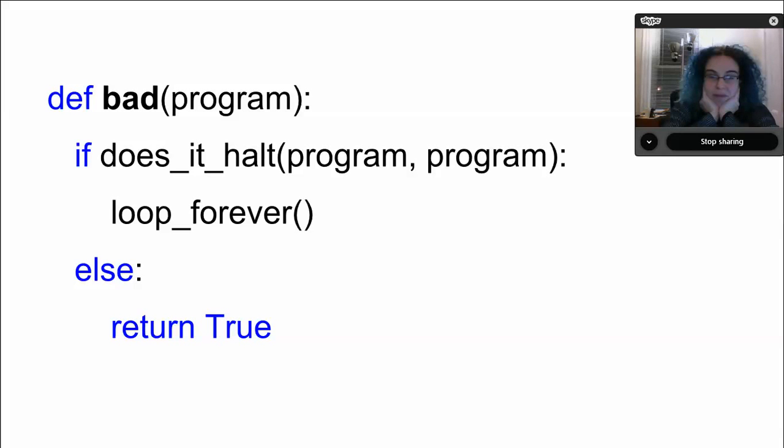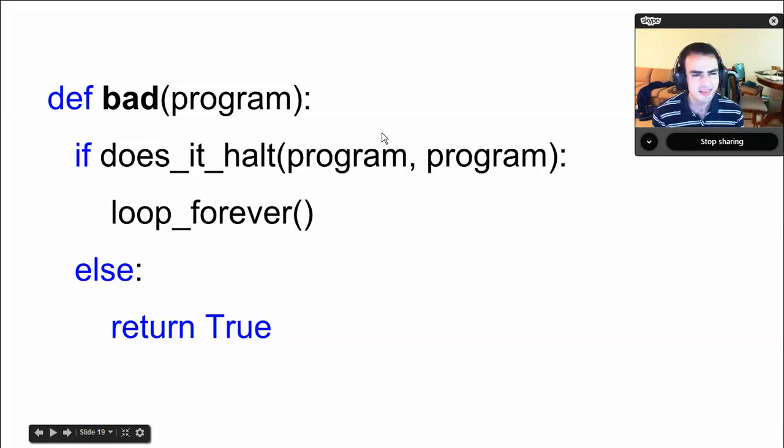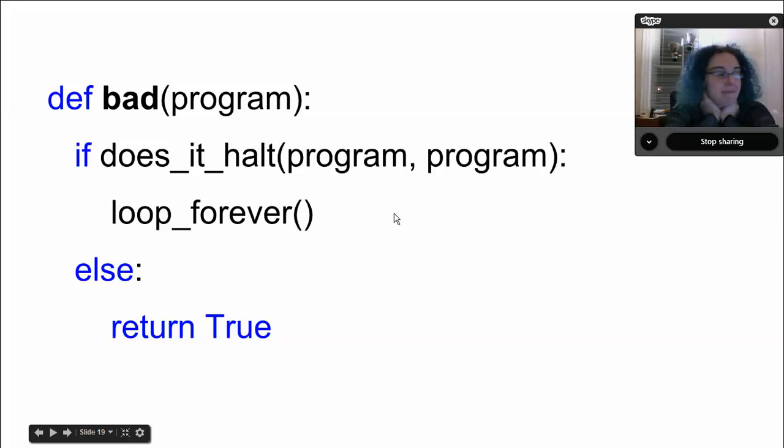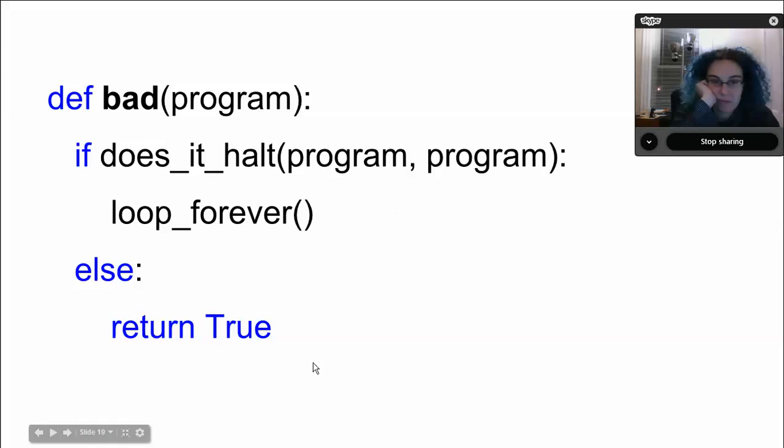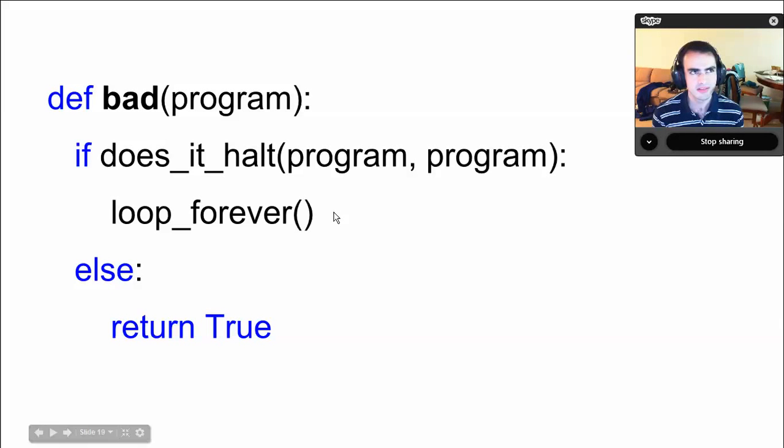So this bad program is constructed in a very specific way to make a specific problem happen. So you don't have to see the problem yet. Just skim this program and agree that it can only end in two ways. It either returns true or it loops forever. Does that sound right? Yeah. Because there's an if statement and it either returns true or loops forever. It does only one of those two things. And it takes a program.